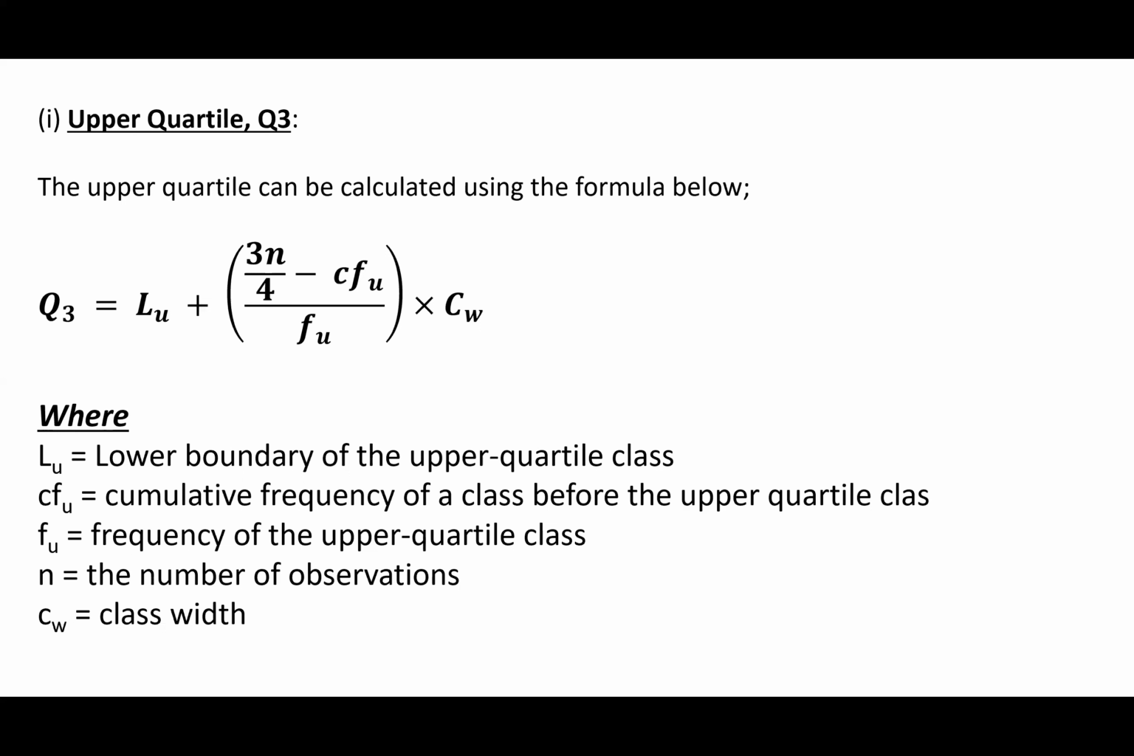LU is the lower class boundary of the upper quartile class. CFU is the cumulative frequency of the class before the upper quartile class. FU is the frequency of the upper quartile class. N is the number of observations. CW is the class width for our distribution. So you're going to put down this formula in the next 2 minutes. Then I'll unmute, and we go to the table computation.